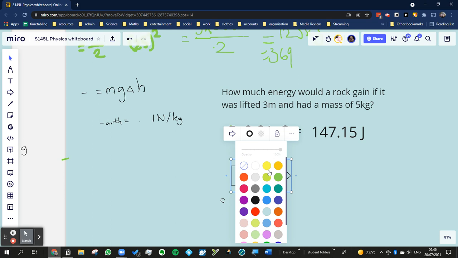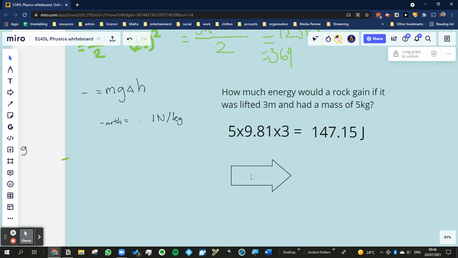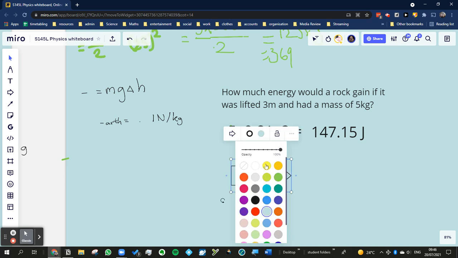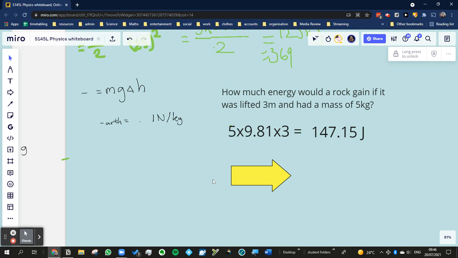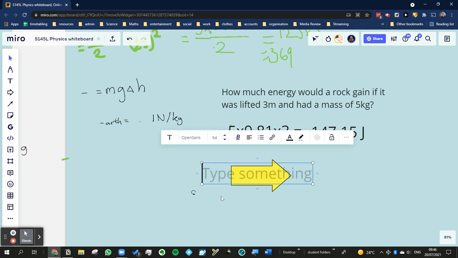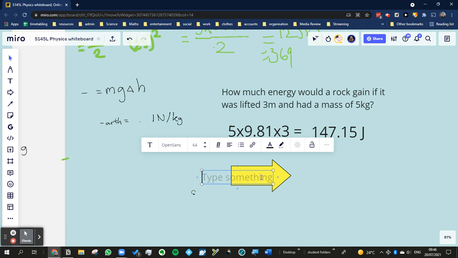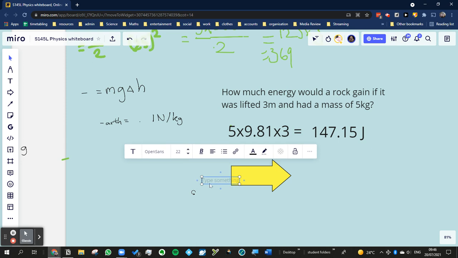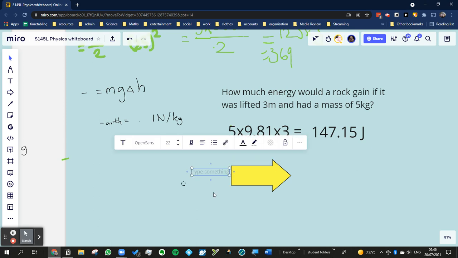Let's imagine that all of the gravitational energy was turned into kinetic energy. Then we would start off with, let's say the object was falling, this rock has 147.15 joules, and that's gravitational energy.